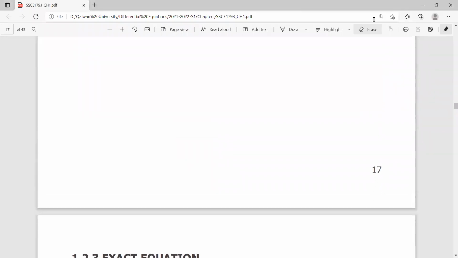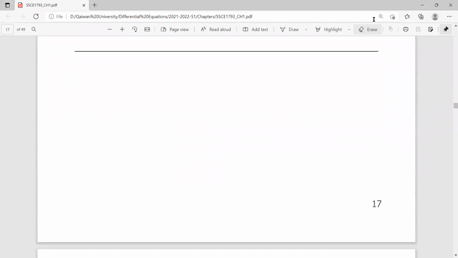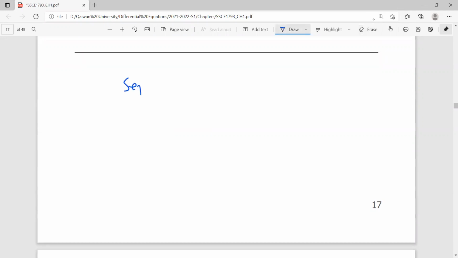In the previous lecture, we talked about some methods for solving first order ordinary differential equations. We talked about separable first order differential equations, and we also talked about homogeneous first order differential equations. We now have exact, linear, and Bernoulli, these three more methods for solving first order ordinary differential equations.